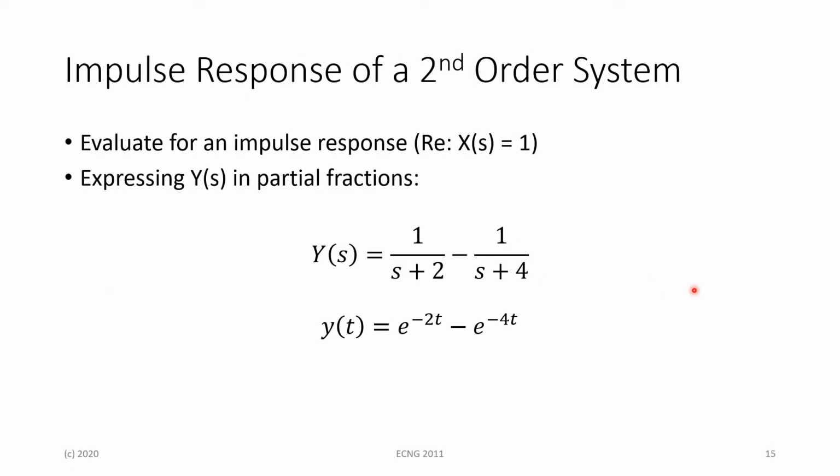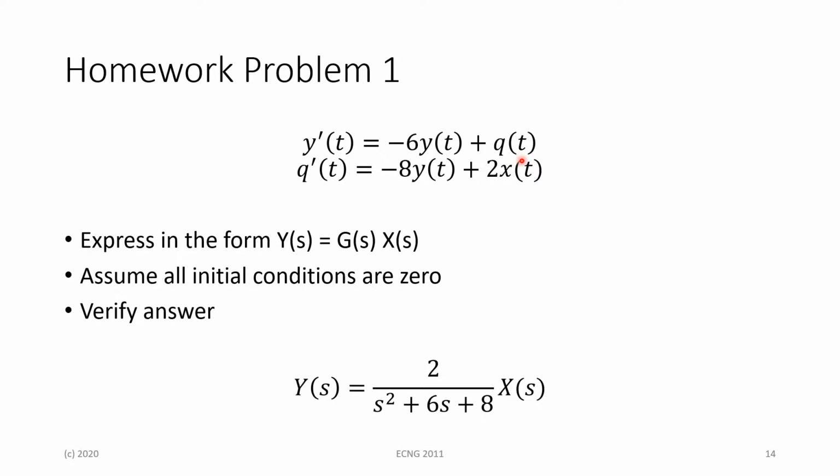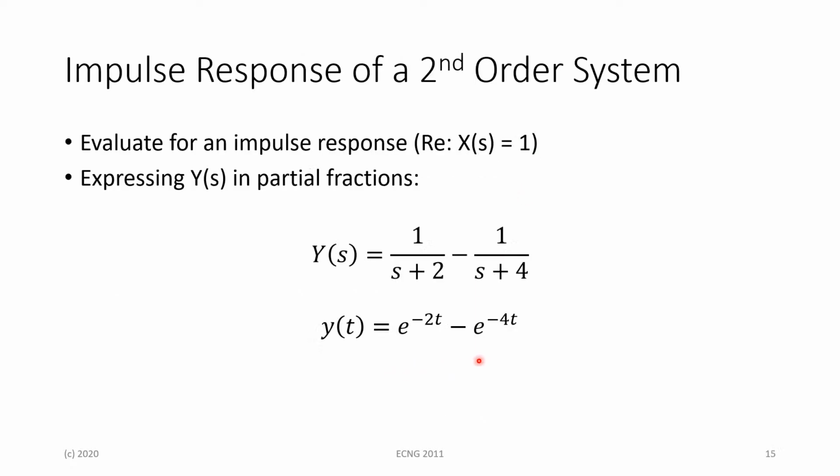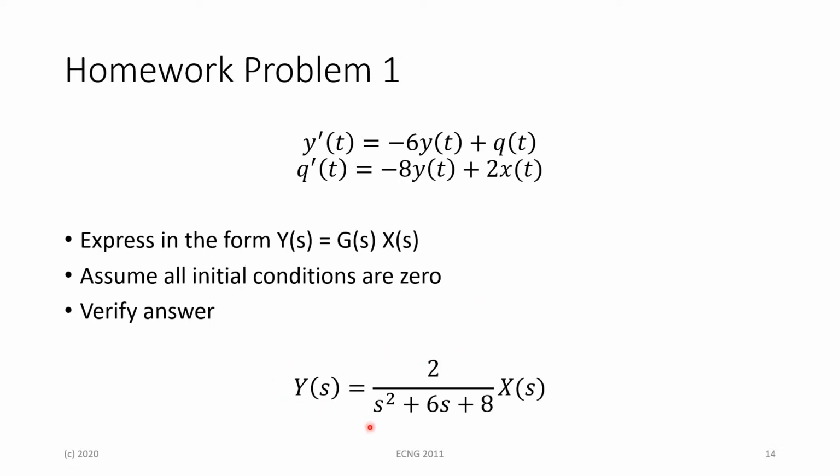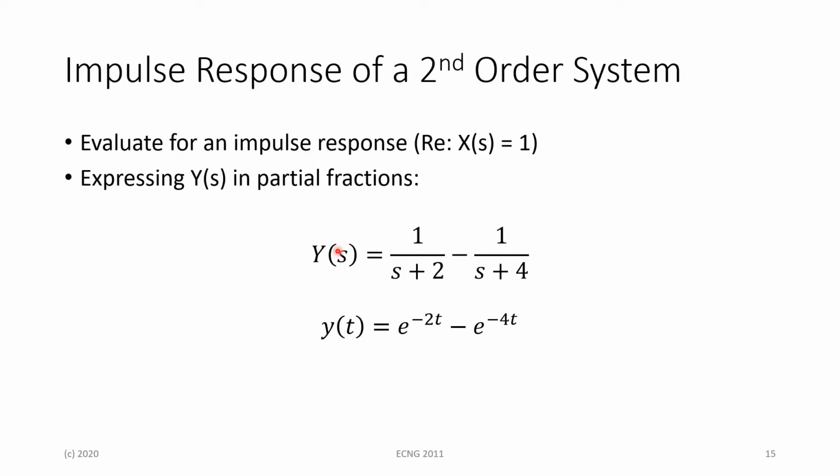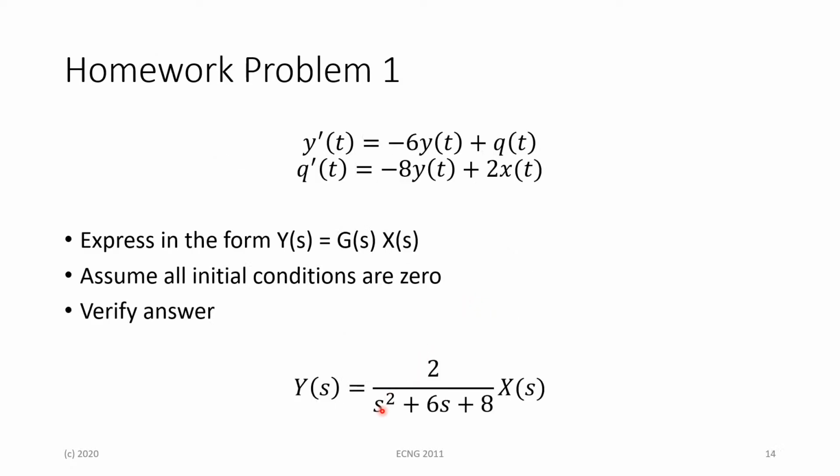So continuing on with our second order system evaluation, if we evaluate any general second order system impulse response, we saw our impulse response here was going to be X of s equal to 1. In this particular case, for Y of s being our answer here, if we partial fraction this accordingly, we see that the denominator, s squared plus 6s plus 8, will resolve into s plus 2, s plus 4.